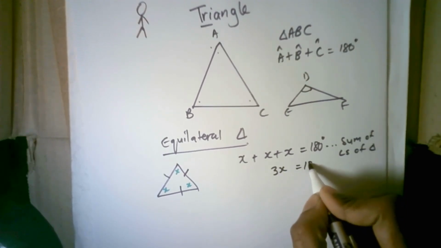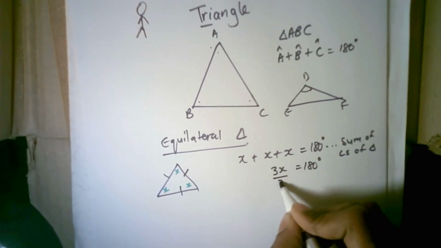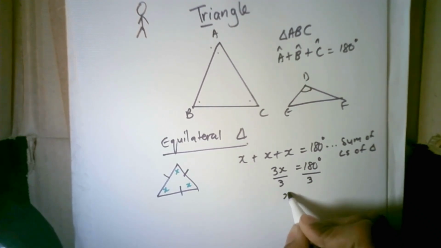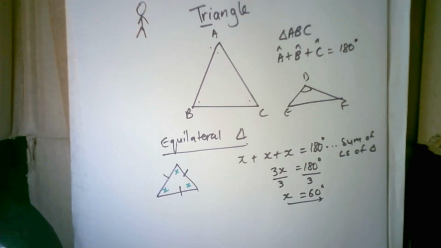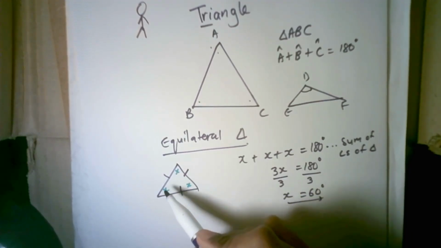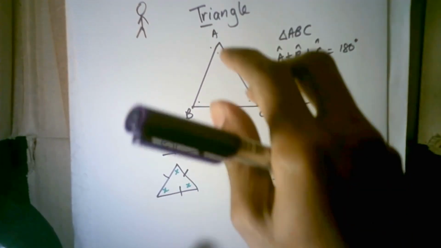I divide the left hand side by 3, the right hand side by 3. X is equal to 60 degrees. So what can we conclude about the interior angles of an equilateral triangle? We can say that the interior angles are equal to each other, and each angle is 60 degrees respectively. So this is 60 degrees, 60 degrees, 60 degrees.